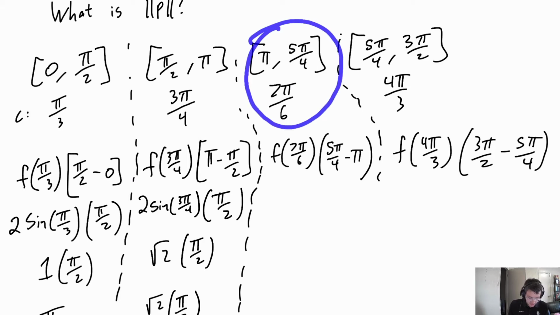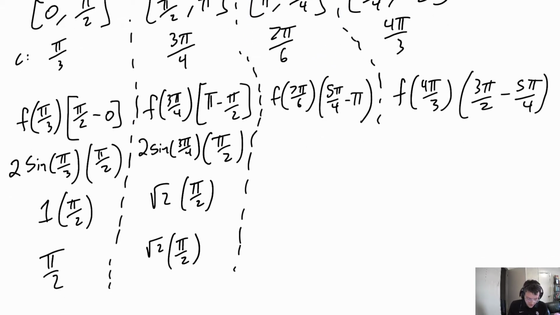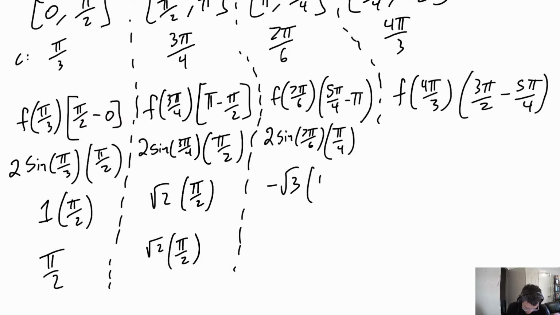What about this second to last partition? Well, the height is f of 7 pi over 6, so that's 2 sine 7 pi over 6, times, and then what is this distance here? What's 5 pi over 4 minus pi? That's just pi over 4. Sine of 7 pi over 6 is negative square root 3 over 2. So we multiply that by 2, we get negative root 3 times pi over 4.